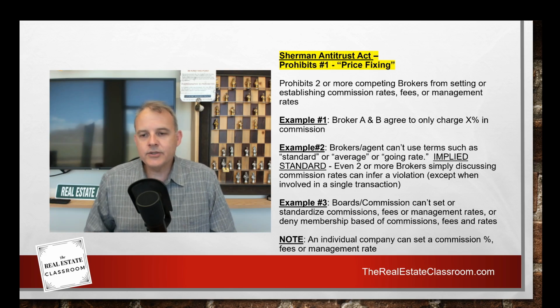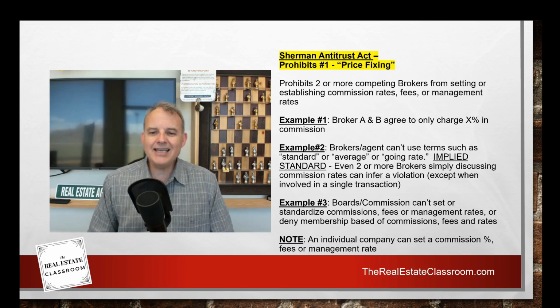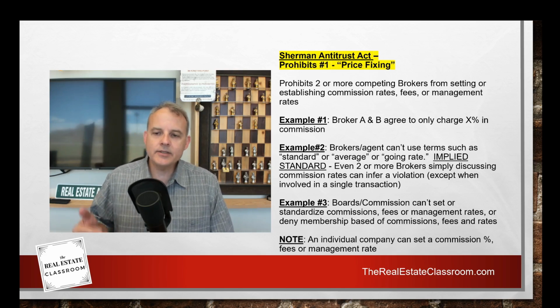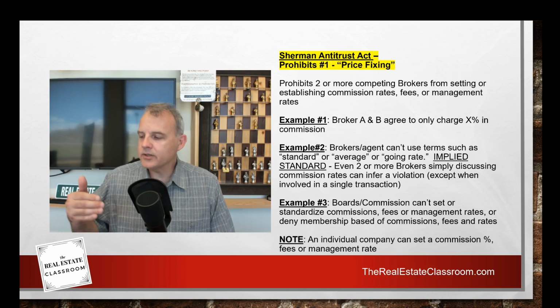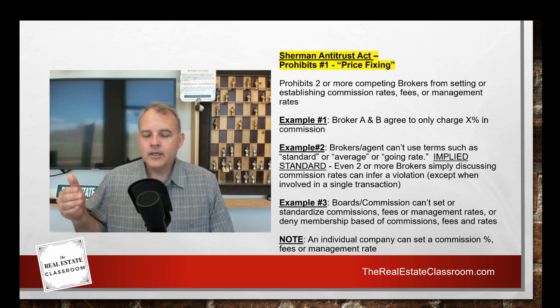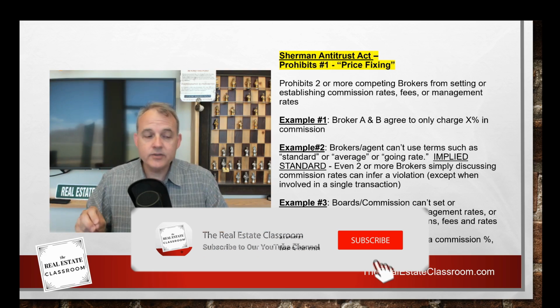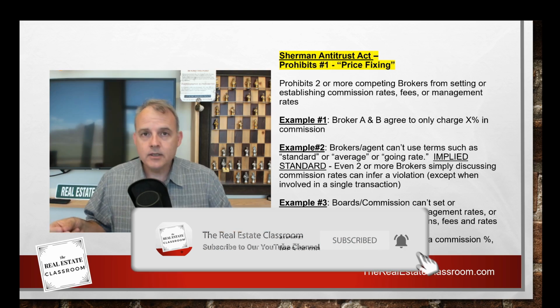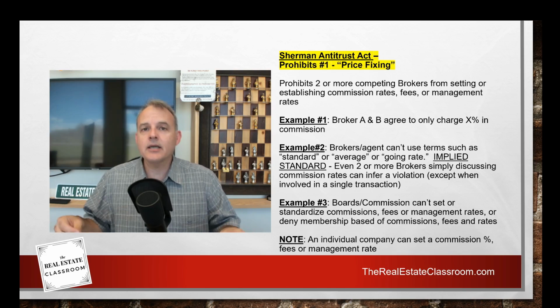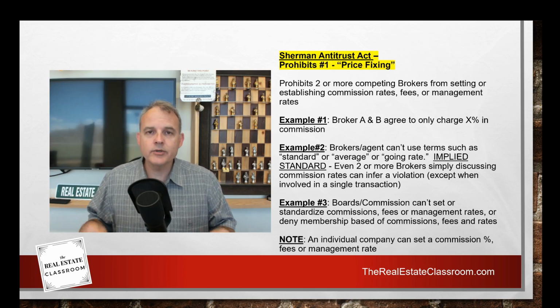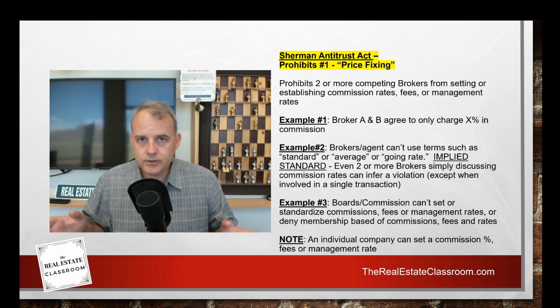And one last thing, as you can see on the bottom of your screen here, it says note. It says an individual company can set a commission percentage. They can set a fee requirement, those types of things. A singular company can say our minimum commission that our independent contractor agents and associate brokers can charge is 6%.